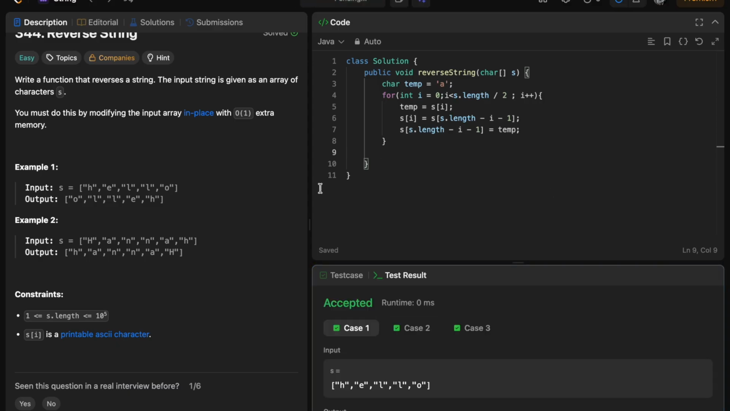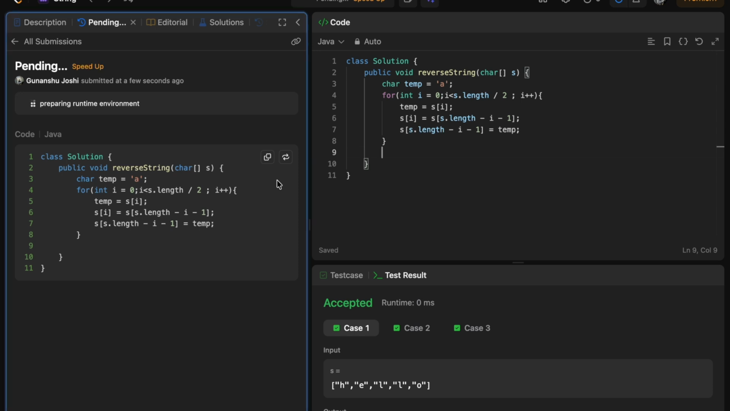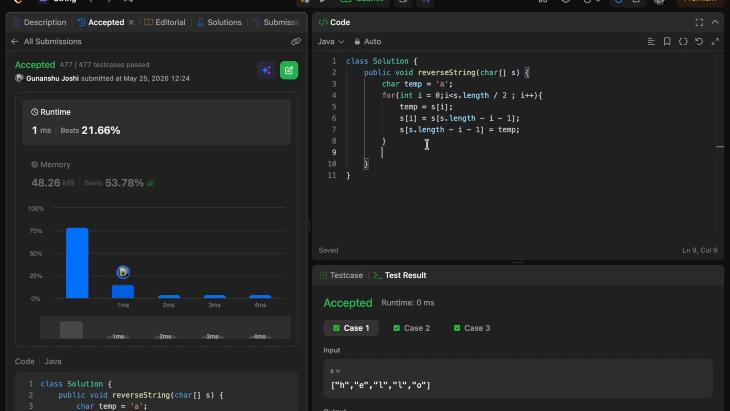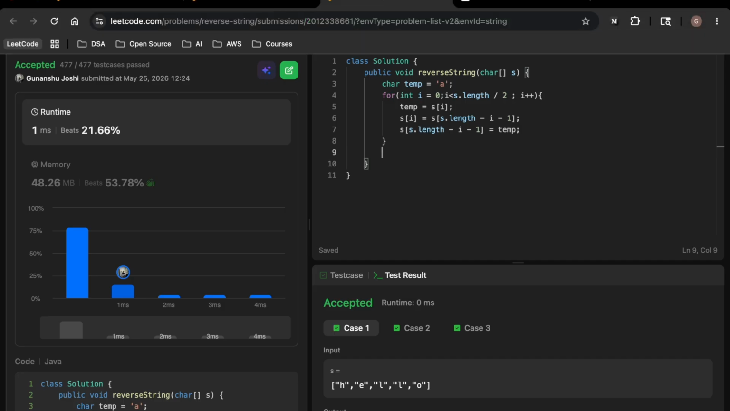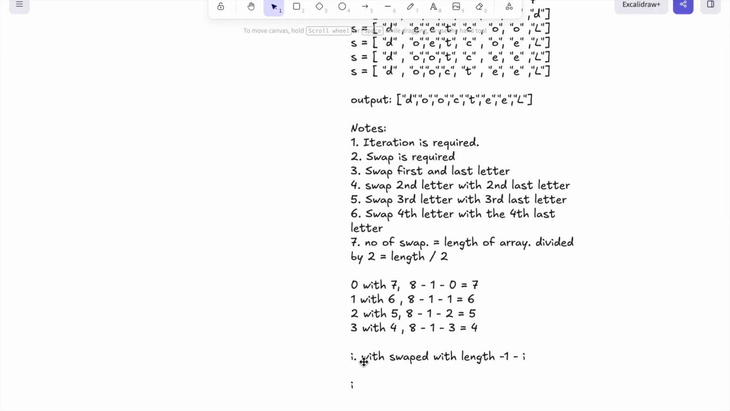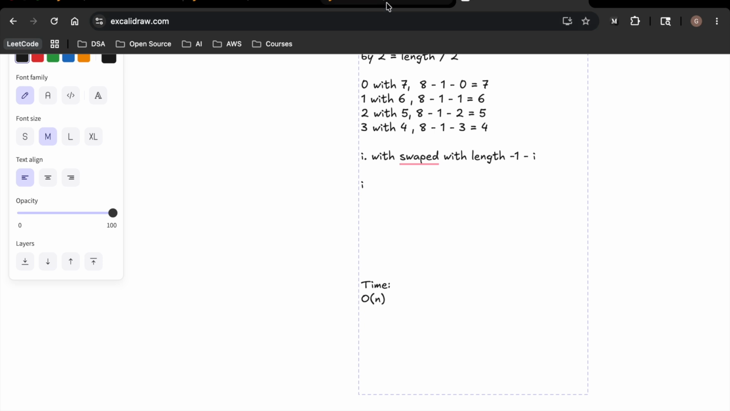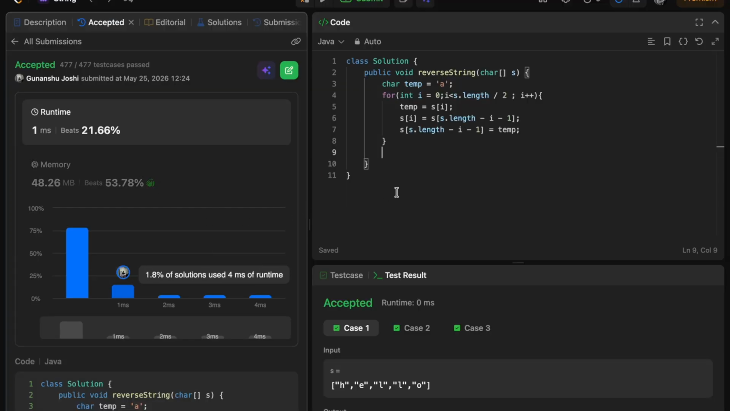Yeah, now we can submit it. Let's see if we got that right. Yeah, so we were able to clear all the test cases, and the time complexity for this would be big O of n, because we need to run it for half of the length of the string array that we are given. So it's big O of n. So that's pretty much it. Thank you so much.